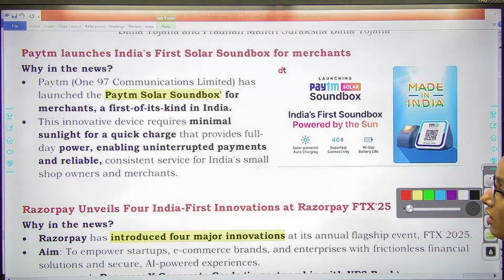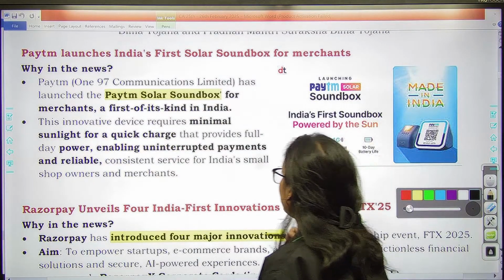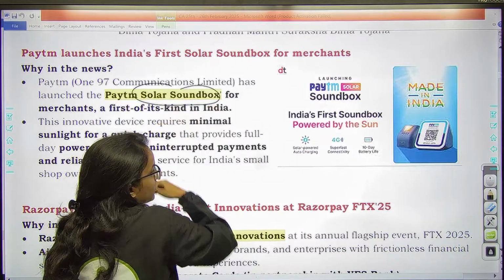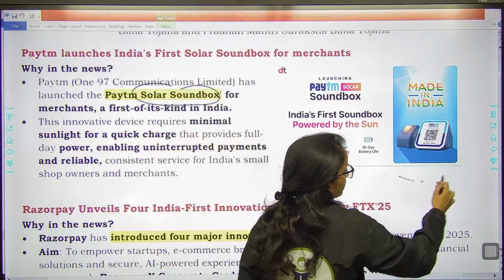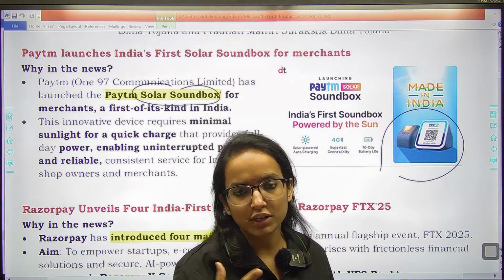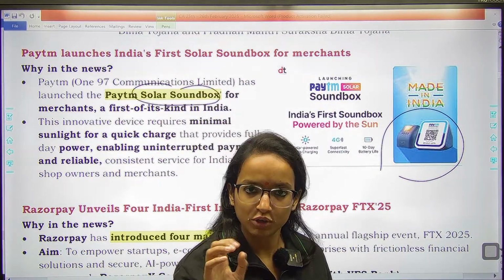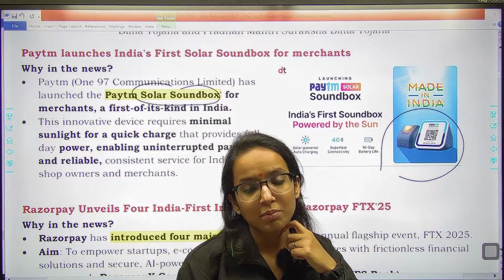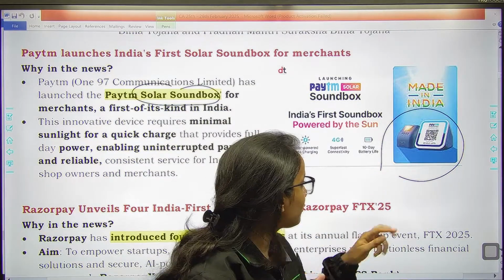Next is Paytm recently has launched Paytm Solar Soundbox. Solar Soundbox. So if you look at this diagram, solar soundbox. Soundbox hote hain, when you do the transaction, it says 20 rupees received on PhonePe or Paytm, whatever kind of thing, right? So soundbox hai. Ab this is solar soundbox.